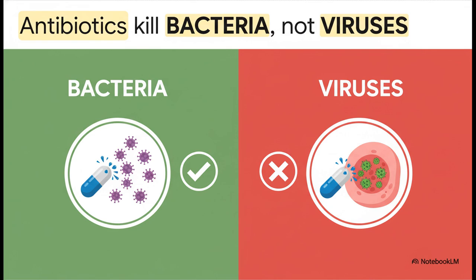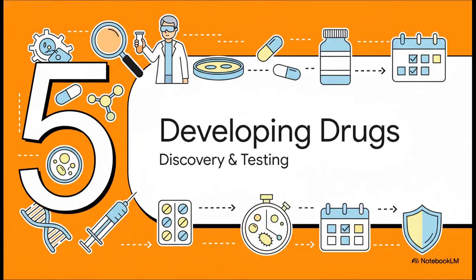Now, if you only remember one thing from this section, please make it this. Antibiotics only kill bacteria. They have absolutely zero effect on viruses. That's why your doctor won't give you antibiotics for a cold or the flu, because those are caused by viruses. And here's why that's a problem. Viruses live and replicate inside our own body cells. So it's incredibly difficult to develop a drug that can kill the virus without also killing our own cells, which is why antiviral drugs are so tricky to make. So, that leads us perfectly into our final section.